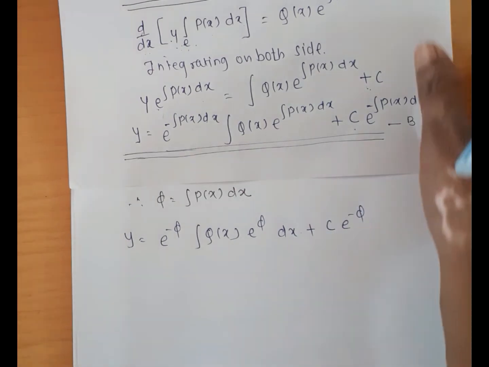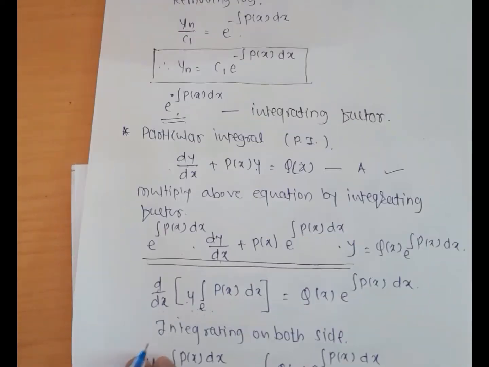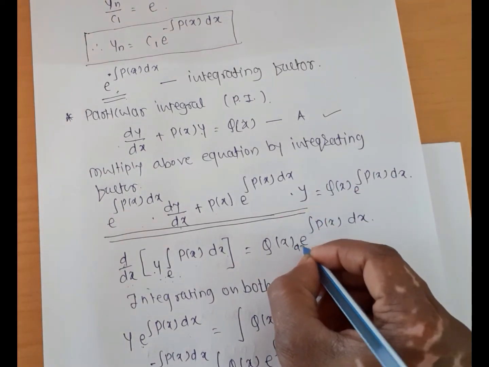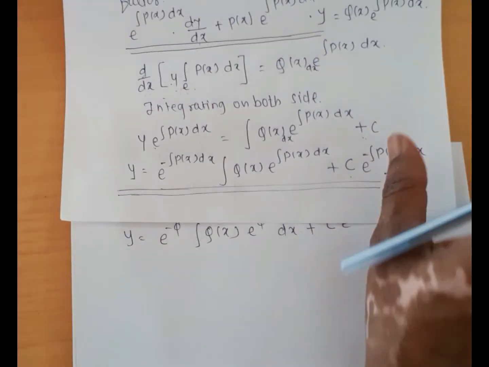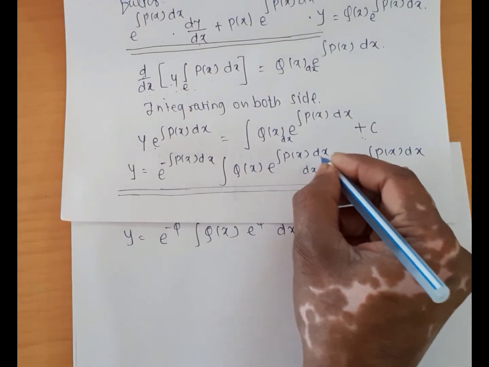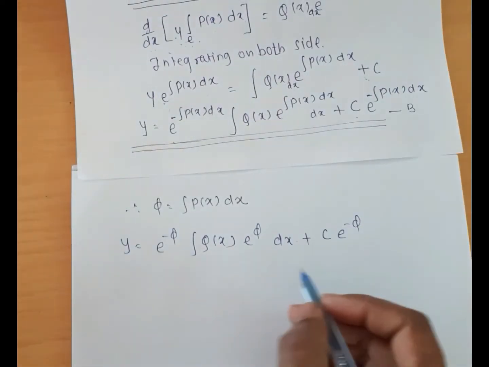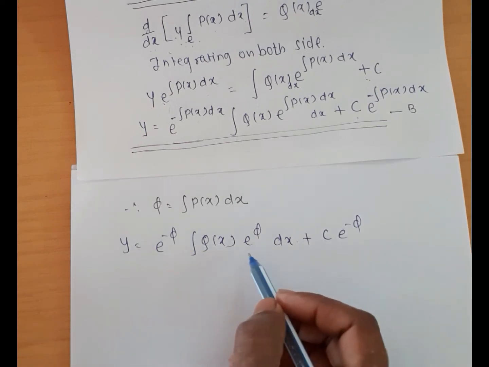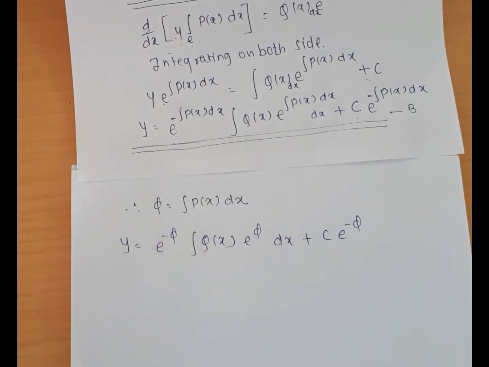Why do we write dx here? Because the term is q of x dx. Here is also dx. This dx is different and this dx is different. Okay, so that's why we write these equations. y is equal to e raised to minus phi, integral of q of x e raised to phi dx plus c into e raised to minus phi. So this is the solution.